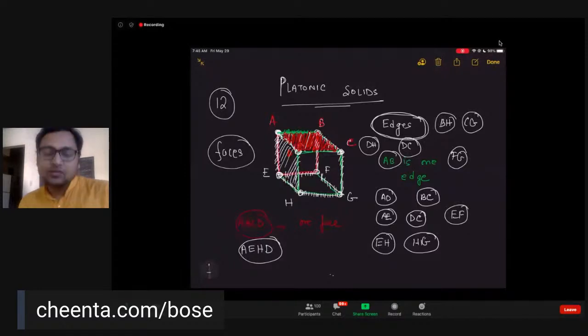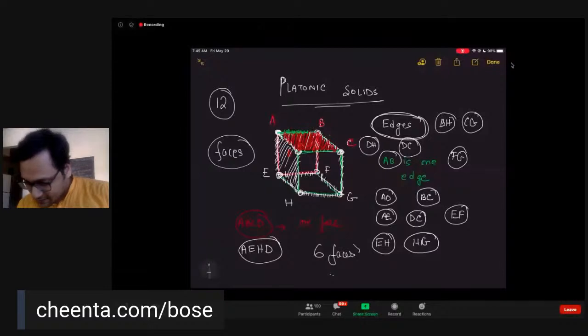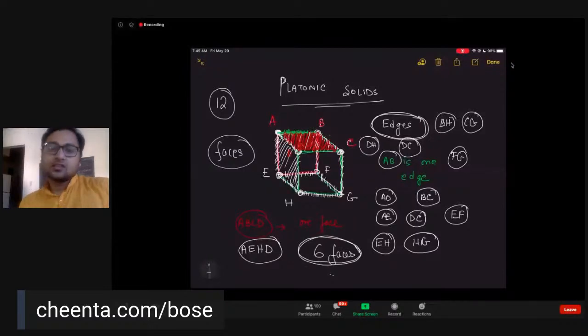So there are four walls. You can see this. There are four walls in this picture. And there is a ceiling and there is a floor. Right. So in total, there are six faces. So this is the example of the first Platonic solid, a cube.